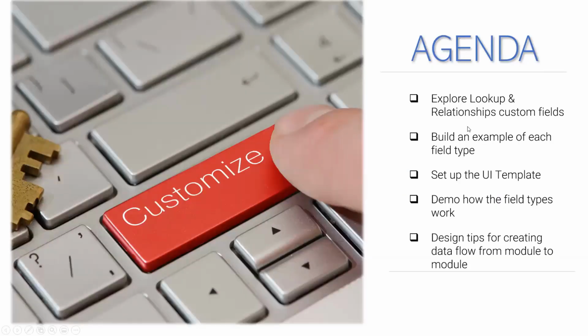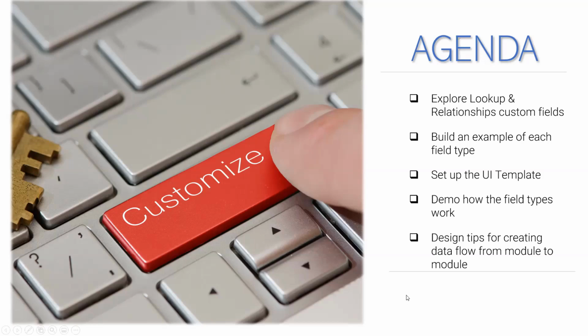First of all, we'll do some exploring. We'll build examples of each type, show you how to set it up in the UI template, which I'm sure most of you know, and then look at how they actually work. Then talking about design tips for creating data flow from module to module.